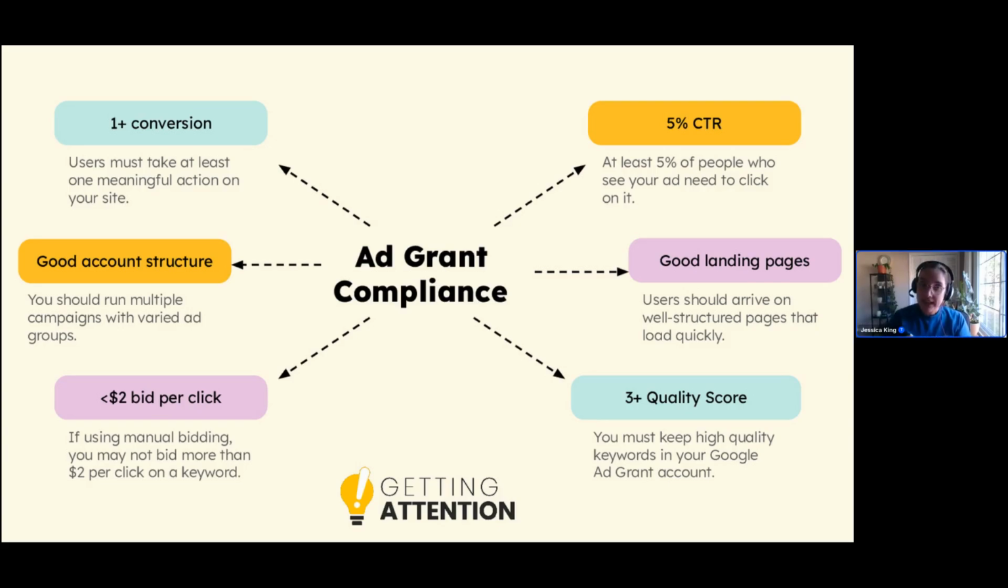You also need to get at least a 5% click through rate. So at least 5% of the people who see your ad need to click on it. The best way to do that is by making sure that your ads are highly relevant, which we'll talk about in a little bit more detail later on.